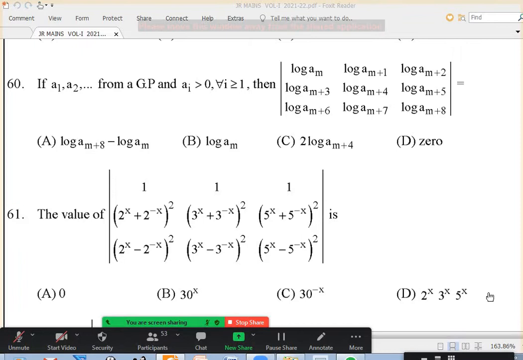Okay, I'm erasing this. Anybody still need more time for this 58? No, sir. Okay.